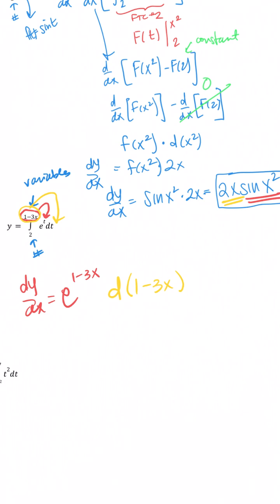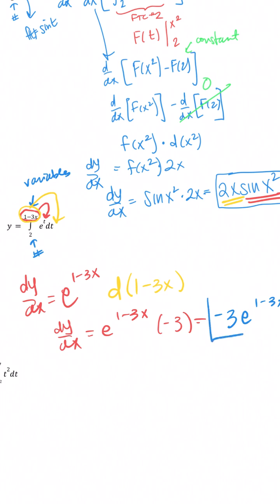Okay, well, this is going to be dy dx equals e to the 1 minus 3x. And the derivative of 1 minus 3x is just negative 3. So I can say, final answer here, negative 3 e to the 1 minus 3x. This is my answer. We'll do one more.